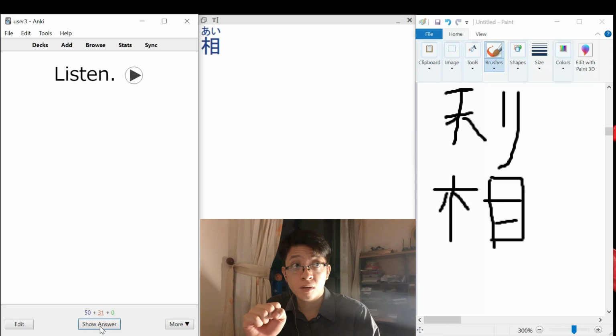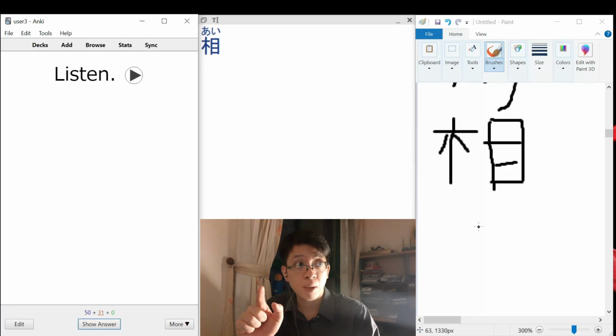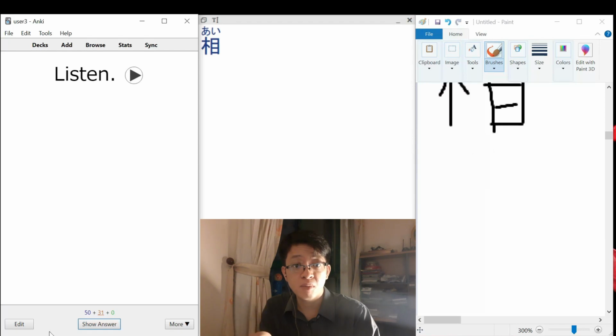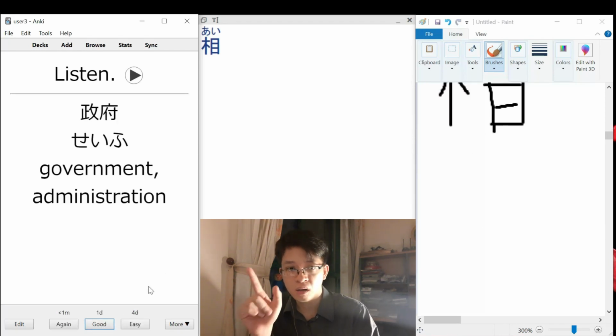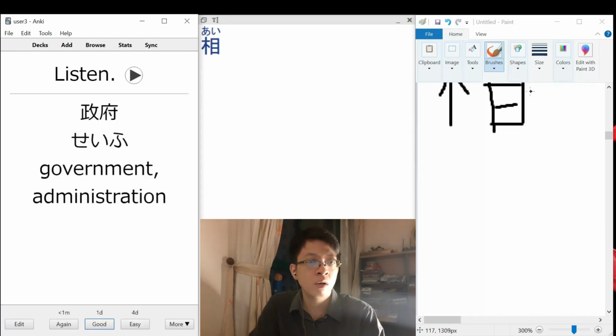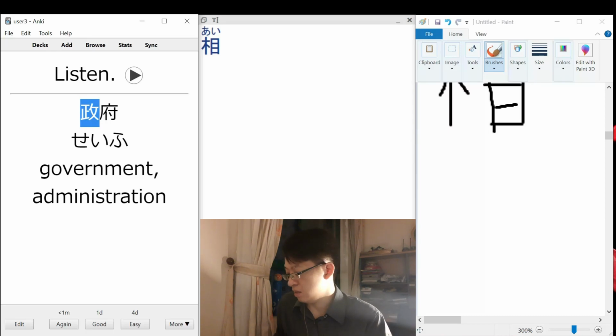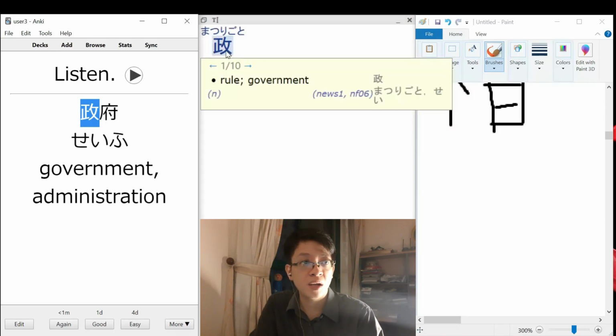Okay, so this one is the final new pair of kanji we learned yesterday. Does this mean government, right? Government. Okay, government or administration. Okay. I already displayed my distrust of government yesterday, so I won't be doing it today.